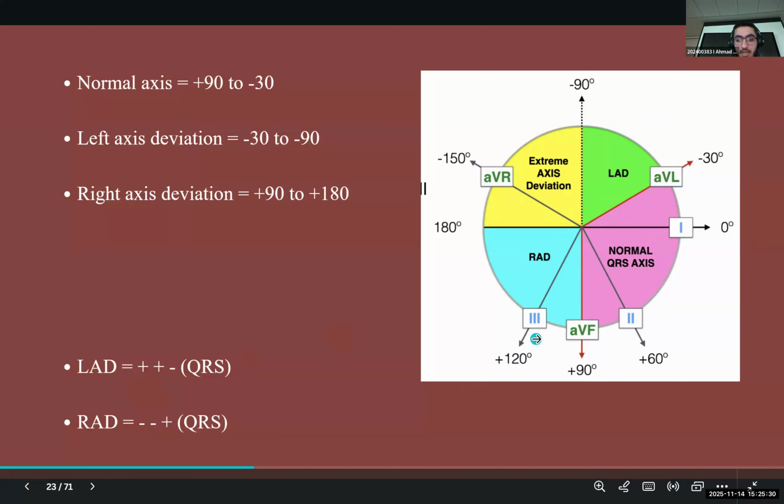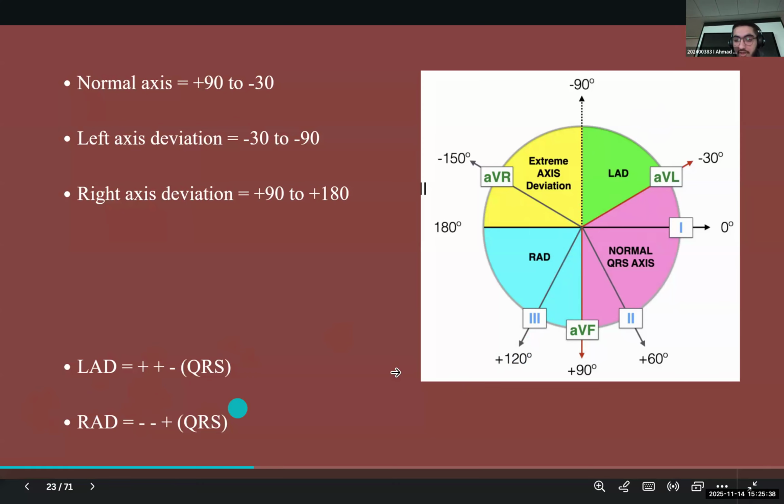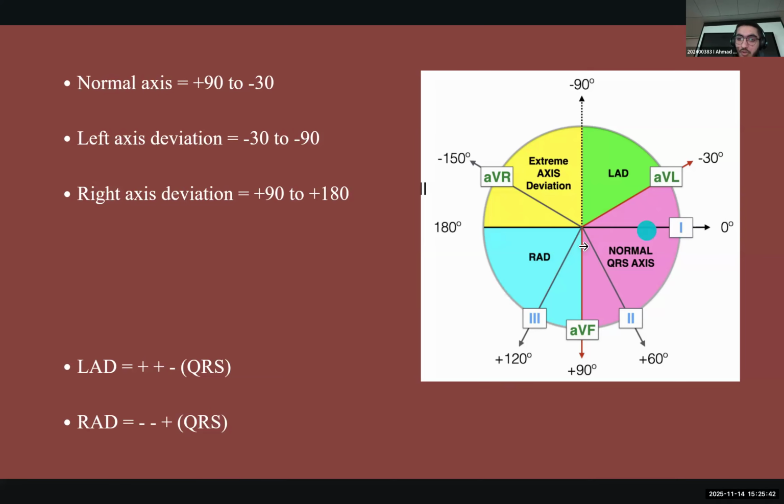Left axis deviation: if the third lead is negative, that means it's pointing this way, so that confirms the diagnosis of left axis deviation. And for the right axis deviation, if the first lead is negative, it will be pointing almost here. And if the second lead is also negative, that would definitely confirm it, because it would be around here. And if the third one is positive, that means it's also around here.